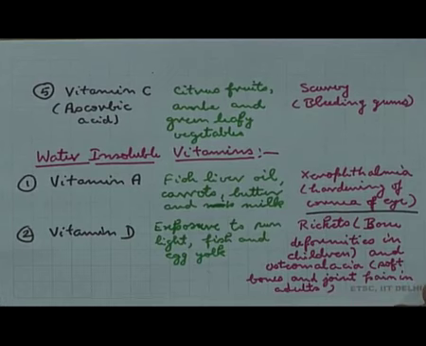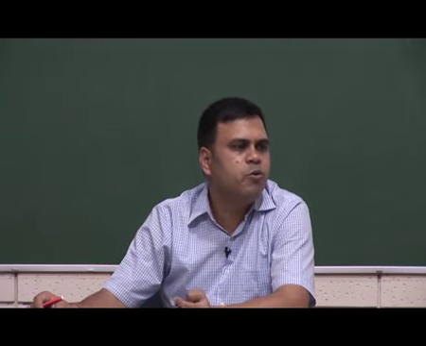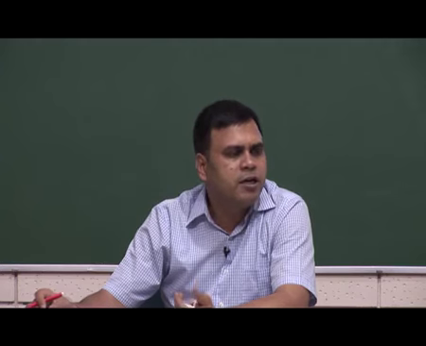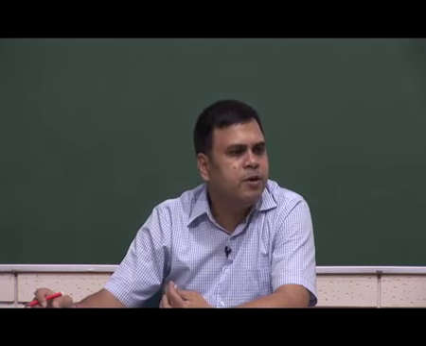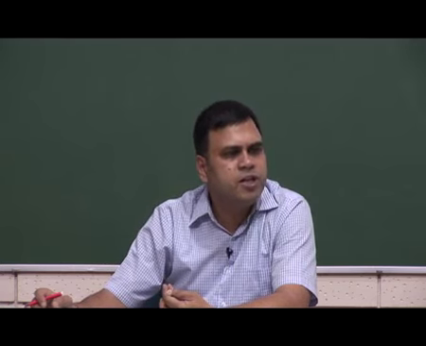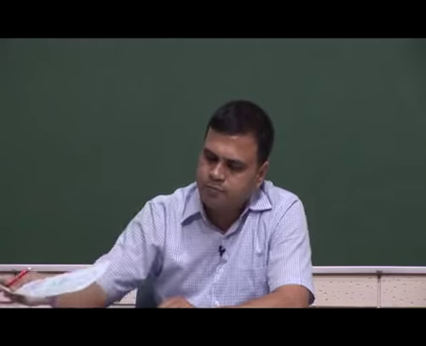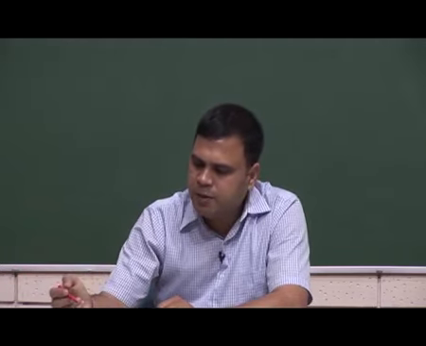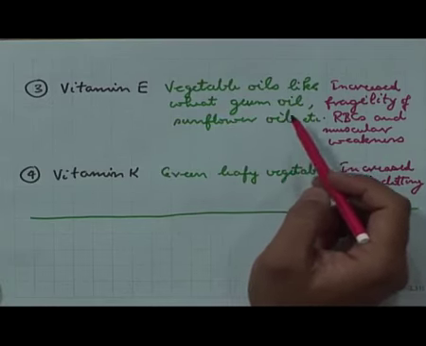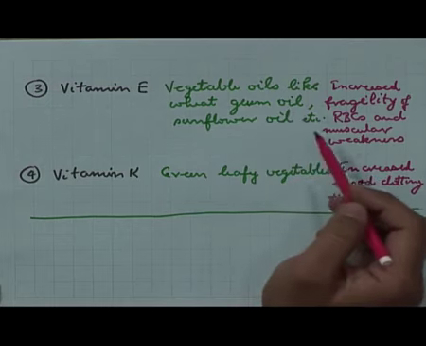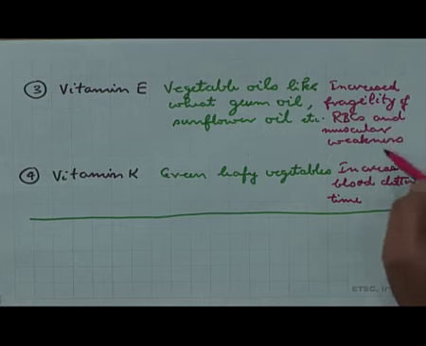And as I mentioned, it is quite common in people who work in offices and are not getting proper exposure of sunlight to their body. Particularly in the metros, because of the nature of jobs, a lot of the population is getting affected with vitamin D deficiency. Then the third one is vitamin E, which can be maintained by dietary intake of vegetable oils like wheat germ oil and sunflower oil, and deficiency leads to increased fragility of RBCs and muscular weakness.